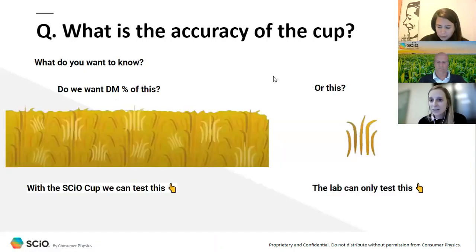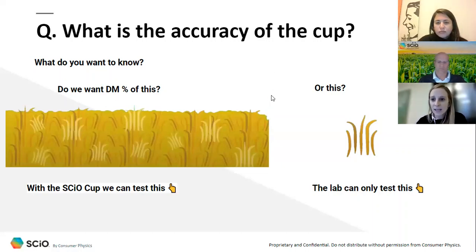It's not an ideal way of testing. A more ideal way of testing what's in your pile is to test the whole thing. Because it's not homogenous, there will be a lot of variation within that pile. If you had all the time of the day, you could use SCiO Cup to literally measure the entire pile. For those of you that don't have the entire day, what we do see is that as you take more and more samples, you get a lot closer to the true dry matter of your pile.